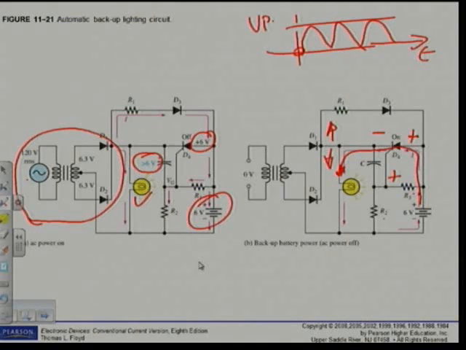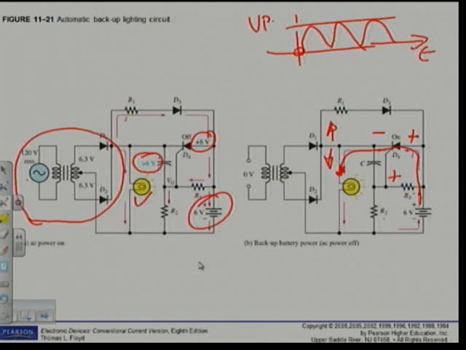When that happens, the SCR will turn off because the current will drop to a value lower than the holding current. The SCR will turn off and the light is going to be fed by means of my full wave rectifier, making use of a center tap. And then when the power goes off again, the whole process will basically repeat itself. That is basically how this automatic backup lighting circuit is working.